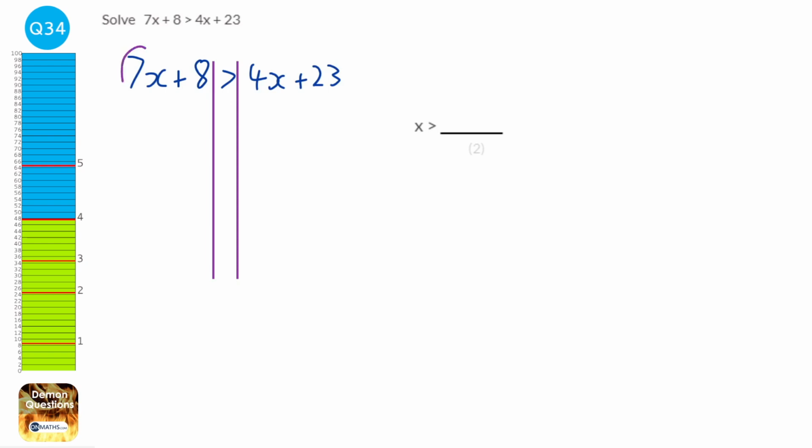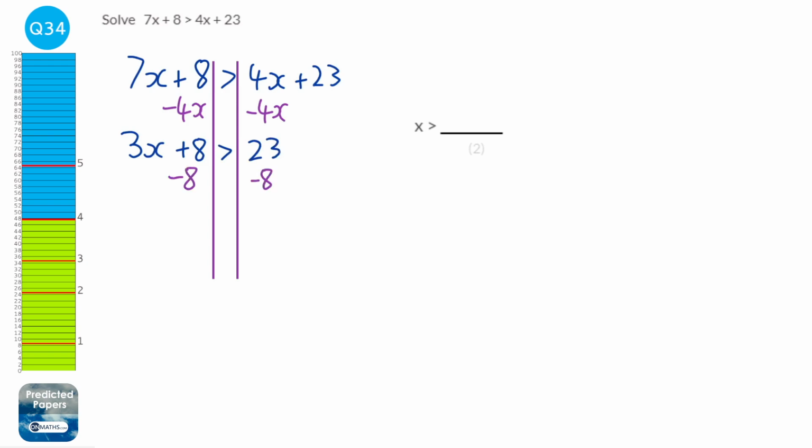Now the rule when you've got x's on both sides is you get rid of the smaller amount. So we're going to get rid of that 4x from both sides. We're going to take away 4x both sides. And so we're going to have 3x plus 8 is greater than 23. And then we're just going to solve this normally. So take away 8 both sides. And that will give us 3x is greater than 15. And then we're going to divide by 3 both sides. And that will be x is greater than 5.